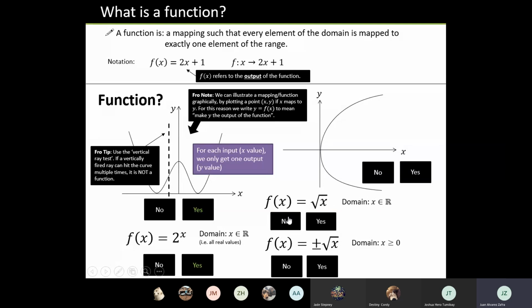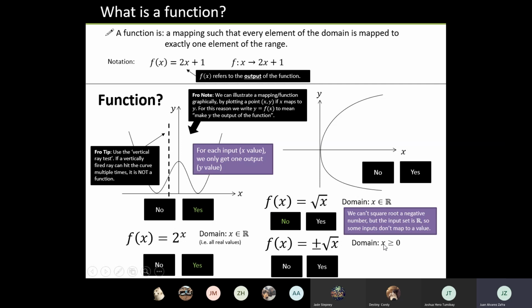So for that reason, this is not a function. We can't square root a negative number, and we're saying that we're allowed negative numbers. Now, if you try to get around this by saying, okay, let f of x be plus or minus the square root of a number, actually, it doesn't get around it because we still have square roots of negative numbers.